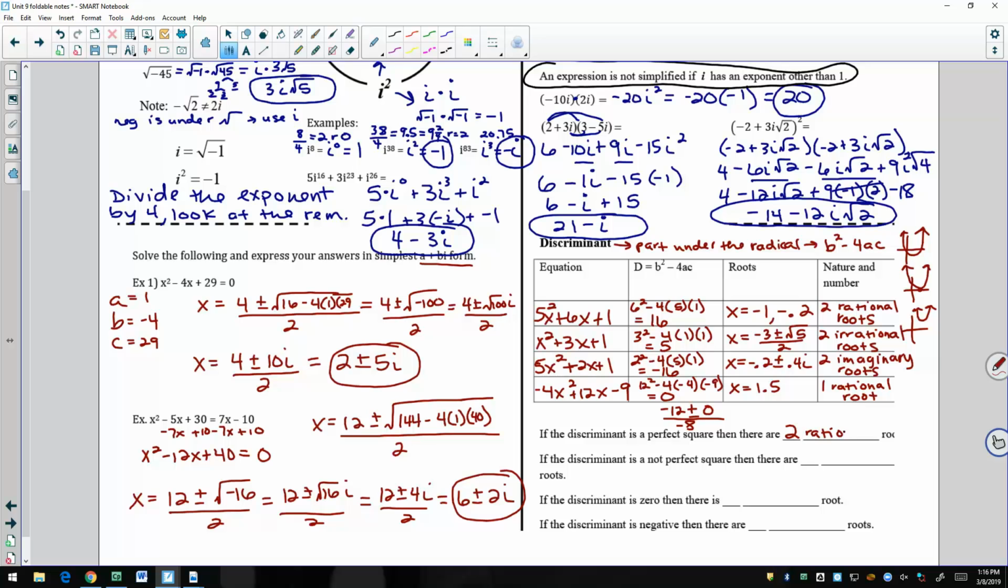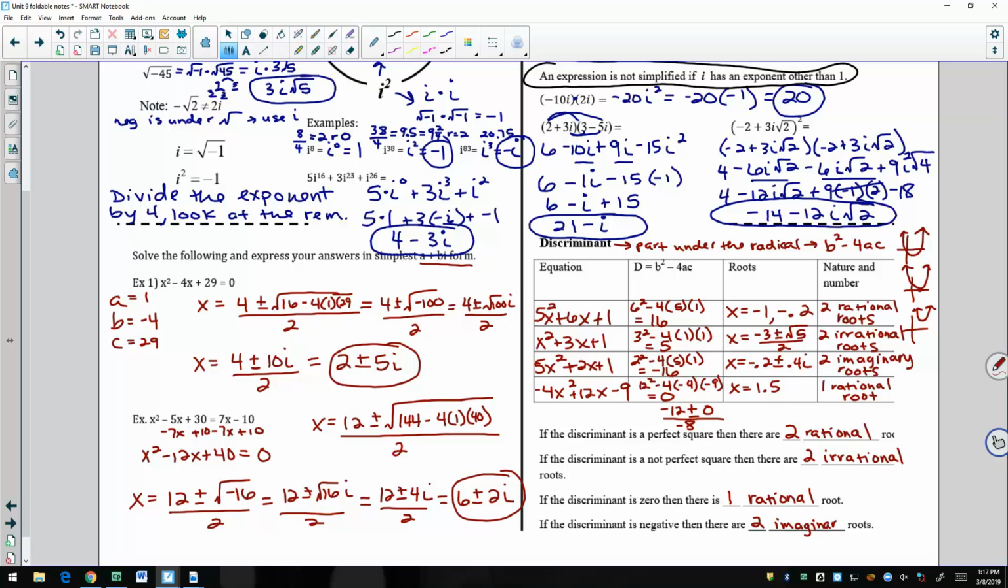That was our first case. If the discriminant is not a perfect square, you're still going to have 2 roots, but they're going to be irrational. They're going to be the ugly ones if it's not a perfect square. Irrational roots. If the discriminant is 0, that's when you're going to have 1 rational root. And then lastly, if the discriminant is negative, then there are 2 imaginary roots.